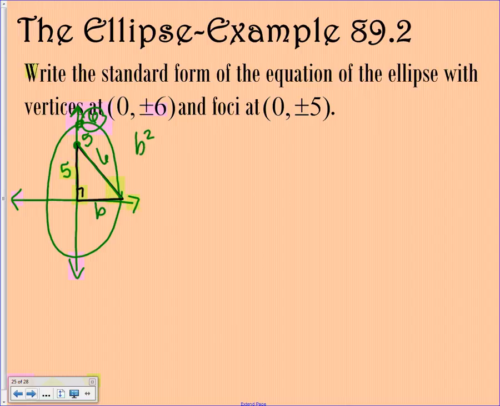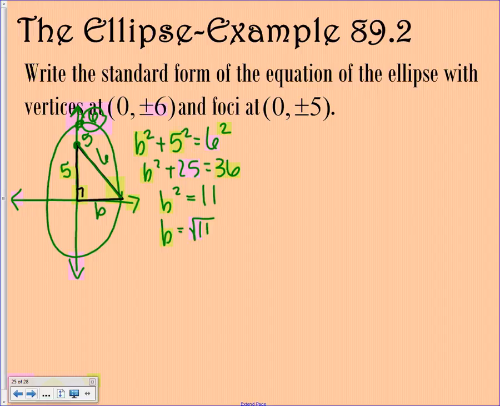So b squared and c squared equals the 6 squared. So b squared plus 25 would equal 36. And so b squared would equal 11. So our b would equal the square root of 11. So to put it in standard form, we're going to have x squared over something plus y squared over something equals 1. This one is a vertical, so our larger number needs to go under our y. It was a 6, and it is on the y-axis, so that may help you also know where it goes under.